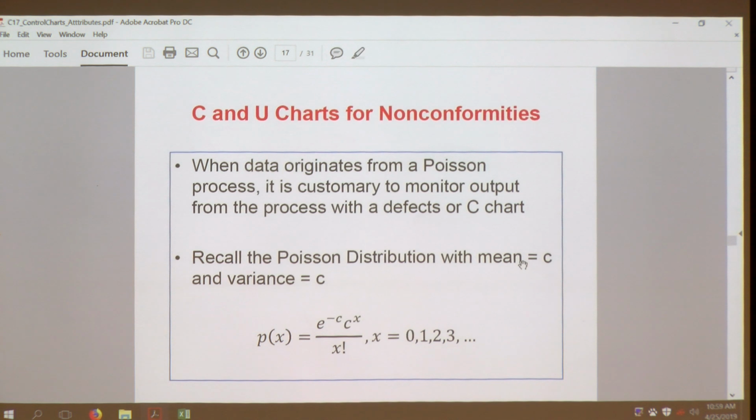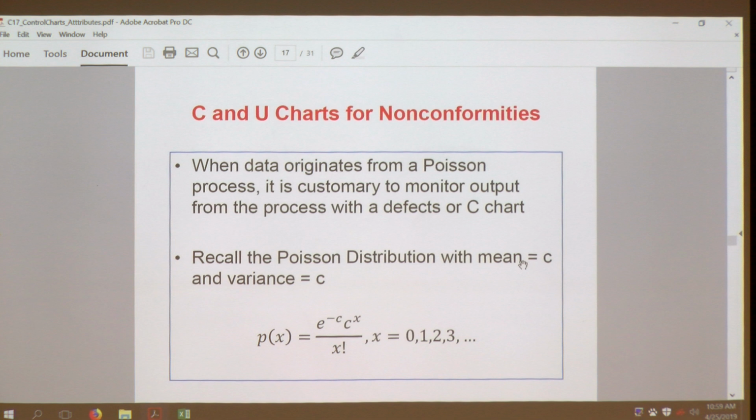For example, you have a car, and you have dents on the car. So you see the number of dents in this car and the number of dents in that car. This could be Poisson distributed. In the Poisson distribution, we know that the mean is lambda, or here we use C. So the mean is C and the variance is C. Then it's so straightforward for us to do the control chart, because if I know the mean and standard deviation, it's just the mean plus or minus 3 standard deviations, plus or minus 2 standard deviations, plus or minus 1 standard deviation. If I can estimate this mean and variance, of course I can establish the control chart.